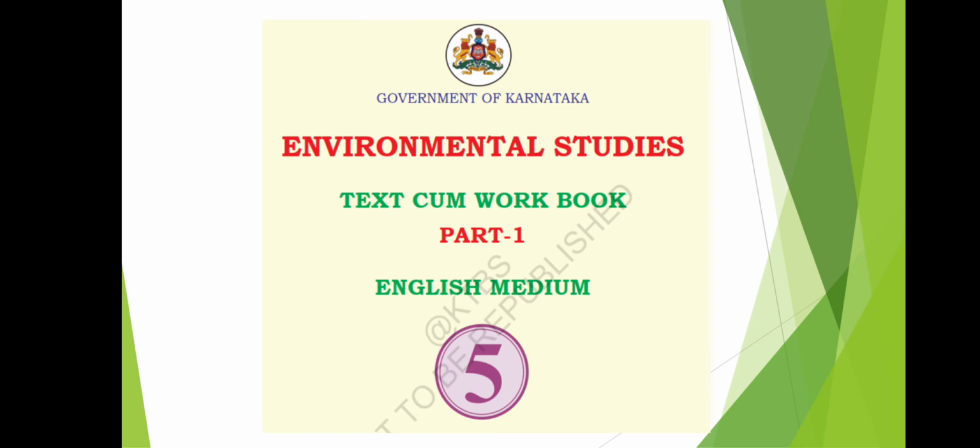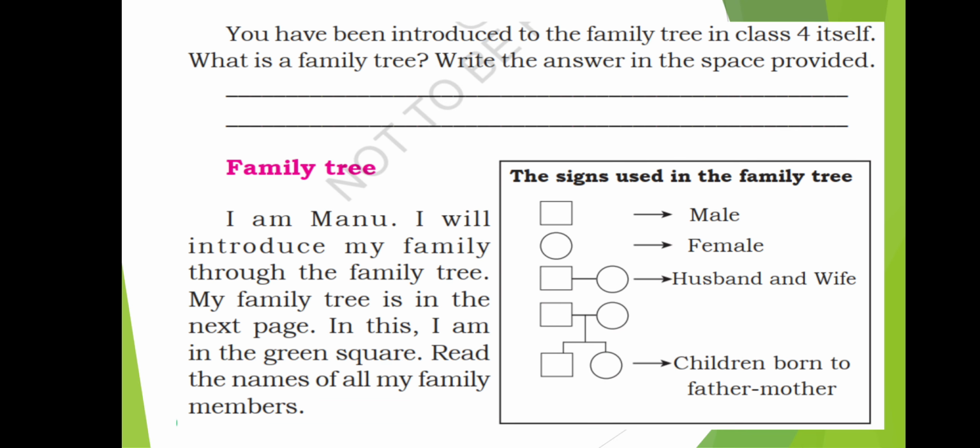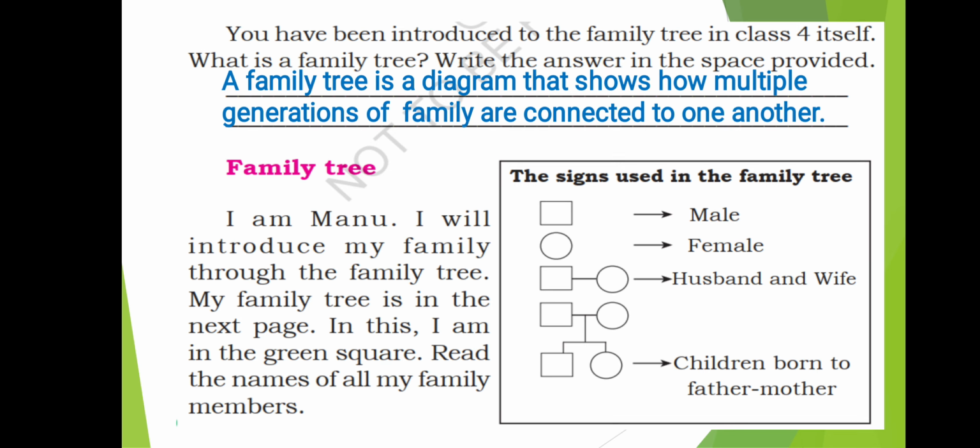Let's discuss 5th Standard Karnataka State Board Environmental Studies, Chapter number 2, Families, exercise parts. You have been introduced to the family tree in class 4 itself. What is a family tree? Write the answer in the space provided. Answer: a family tree is a diagram that shows how multiple generations of a family are connected to one another.